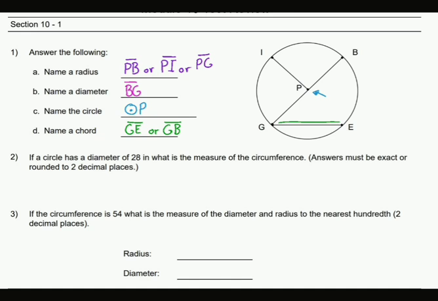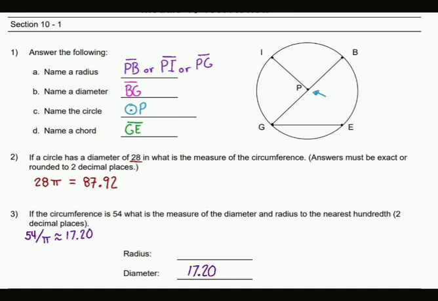For problem number 2, we need to find the circumference, and we're given the diameter. The formula for that is diameter times pi, so 28 times pi. The problem says you can have a rounded answer. If you plug that into the calculator, you'll get 87.92. If you use pi as 3.14, you will not have to worry about any rounding whatsoever because it will come out to a nice number.